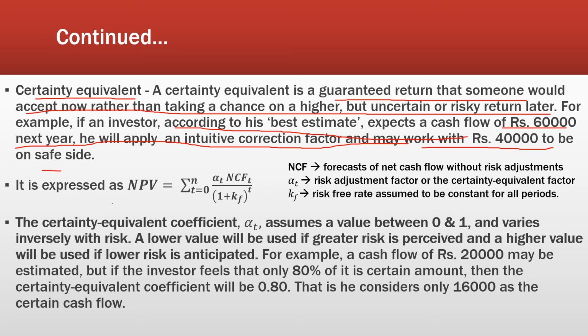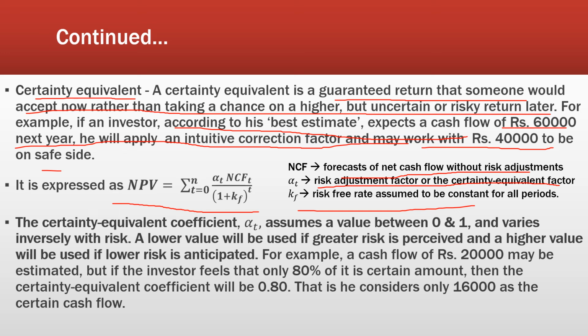So it is expressed in this NPV formula. Alpha t, alpha suffix t, and NCF, that is the net cash flow. Alpha is the risk adjustment factor or the certainty equivalent factor. I will explain this. KF is the risk free rate assumed to be constant for all periods, and NCF is the forecast of net cash flow without risk adjustment.